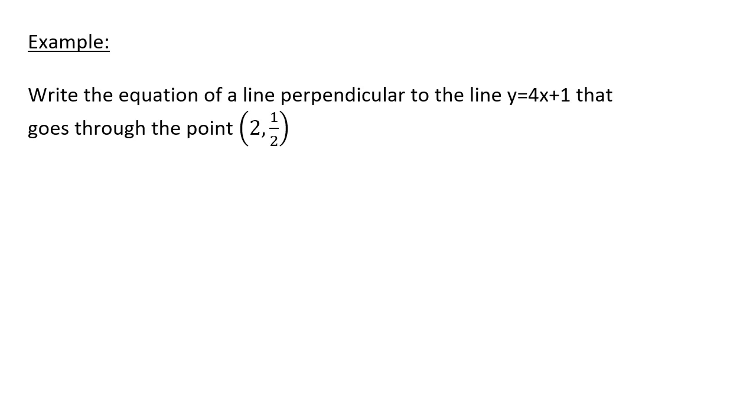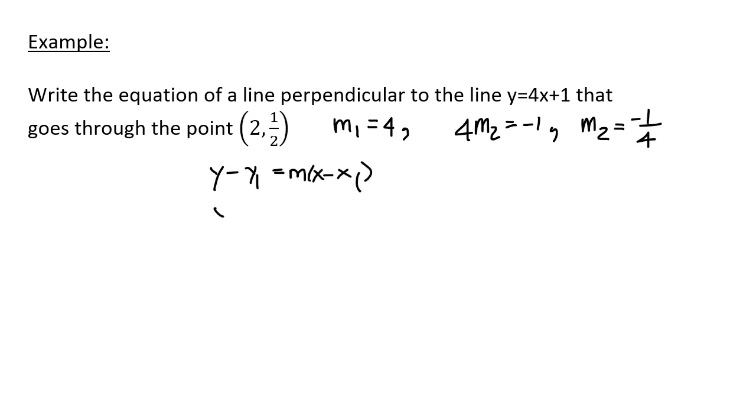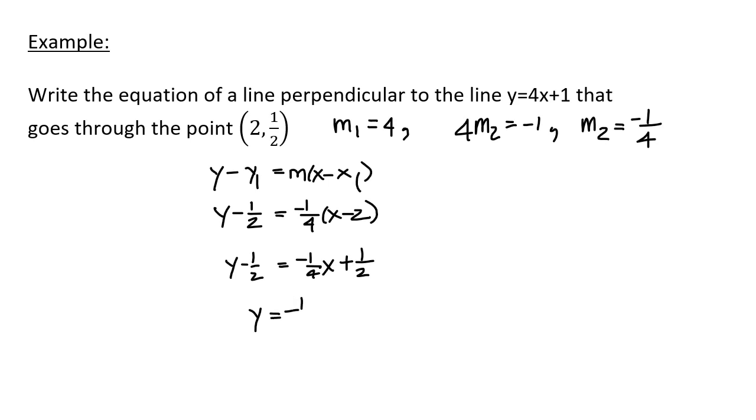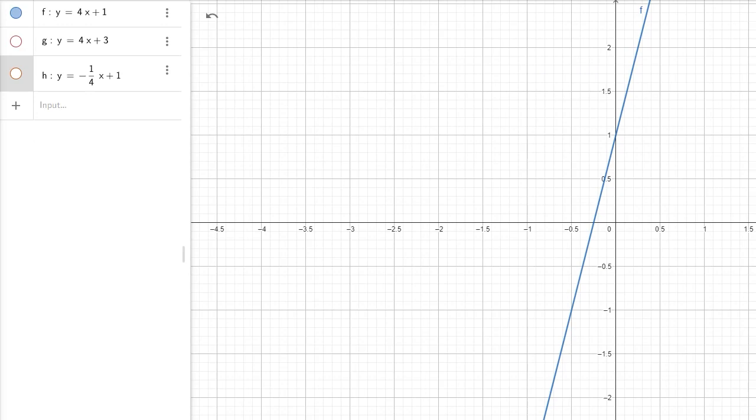Now we're asked to write the equation of a line perpendicular to y equals 4x plus 1 that goes through the point (2, 1/2). So we know that the slope we've been given here is 4. For a perpendicular slope, we would have 4 times m2 must equal -1. So our second slope that is perpendicular is -1/4. y minus y1 equals m times x minus x1. In this case, I'll have y minus 1/2 equals -1/4 times x minus 2. So y minus 1/2 is equal to -1/4 x plus 1/2. y equals -1/4 x plus 1. And we see here's our line y equals 4x plus 1, and here's the line y equals -1/4 x plus 1, and they are indeed at right angles, or perpendicular.